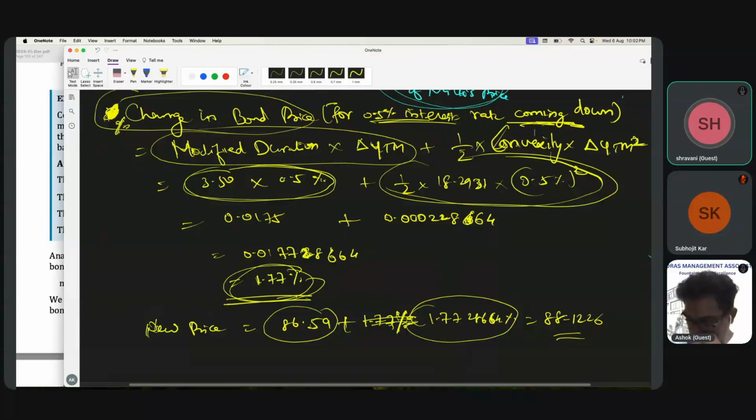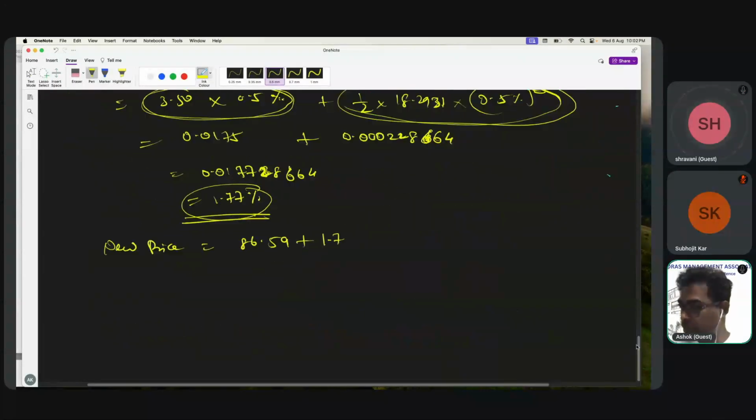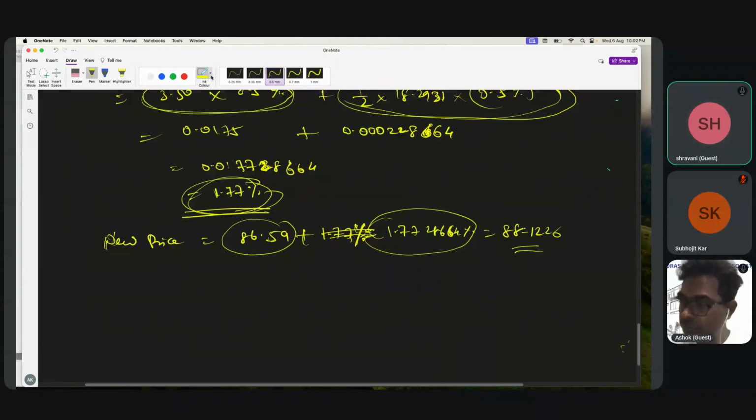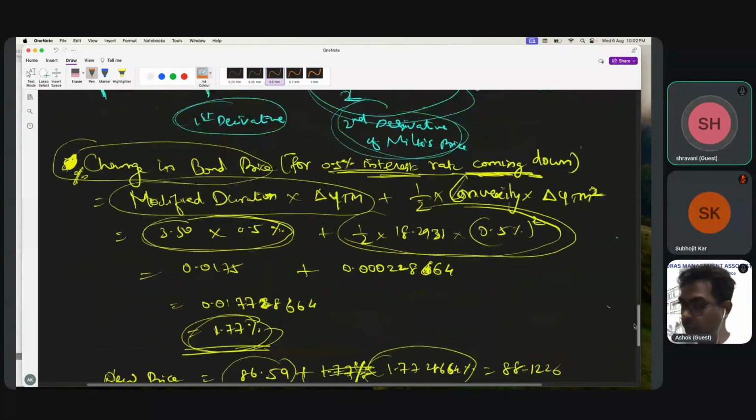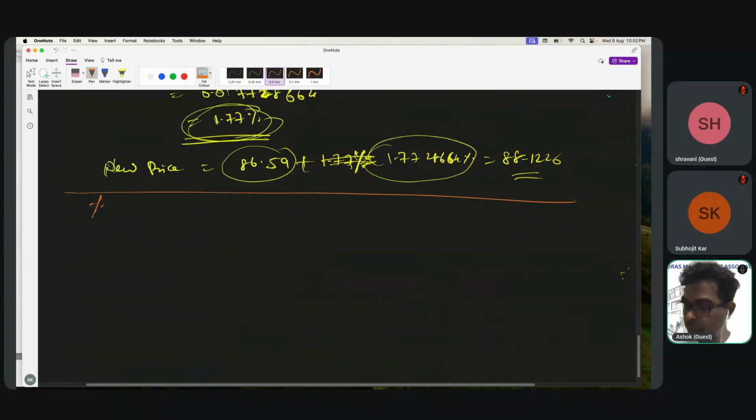Yes, I understood. Okay. Now, what if they would have said that the interest rate is going up? Okay, let's see that one. Nothing, just only one change you have to do. So we just minus at the end, right, for the price? Not at the end. We will just do minus in the modified duration formula. I'll tell you that. We'll properly do. Percentage change in bond price.